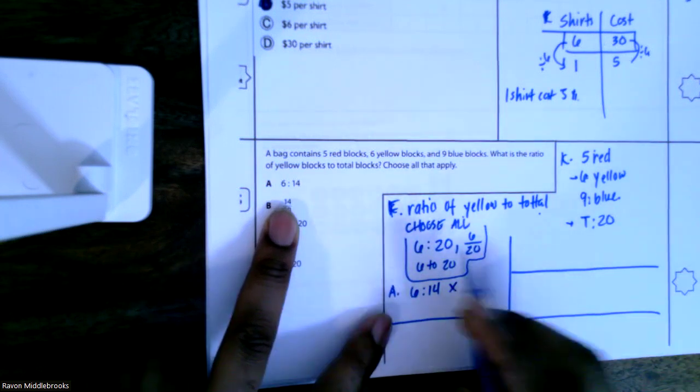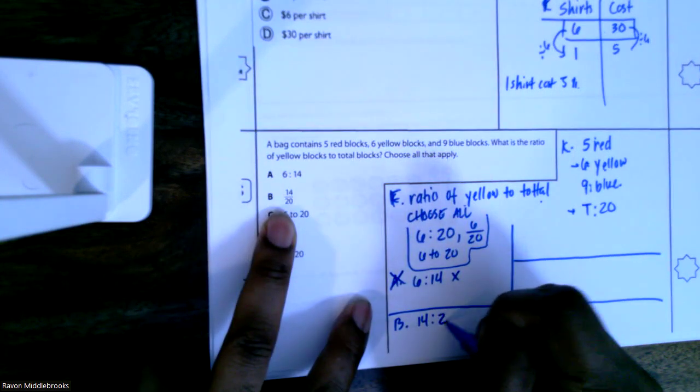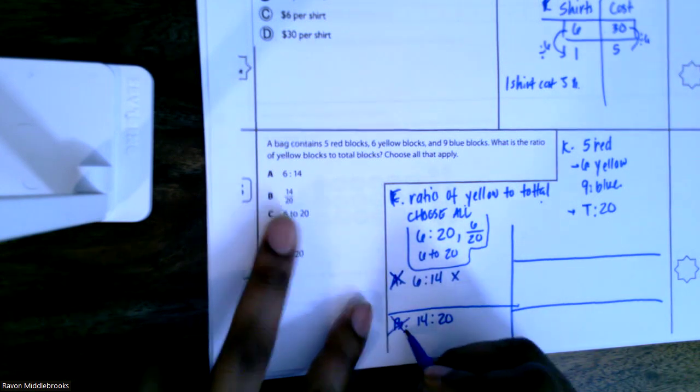A says 6 to 14. That is incorrect because it is not 6 to 20. B says 14 to 20. That is not correct because, first of all, it's 6 yellow. So that is not correct. C says 6 to 20. And because it is 6 to 20, that is correct.